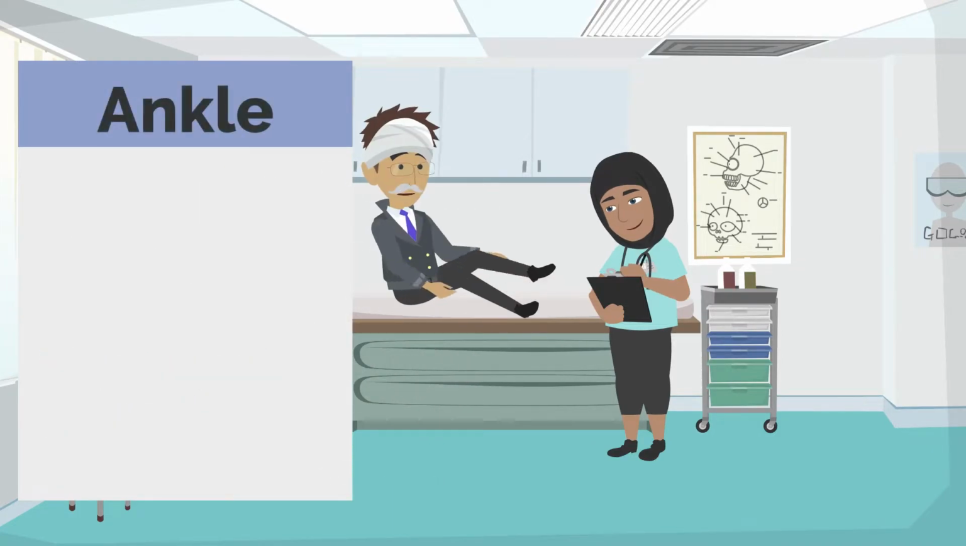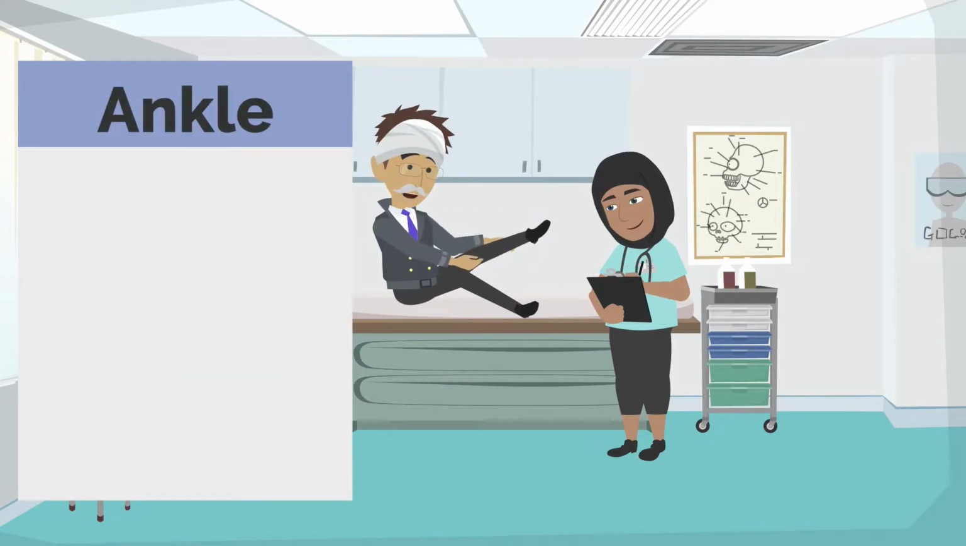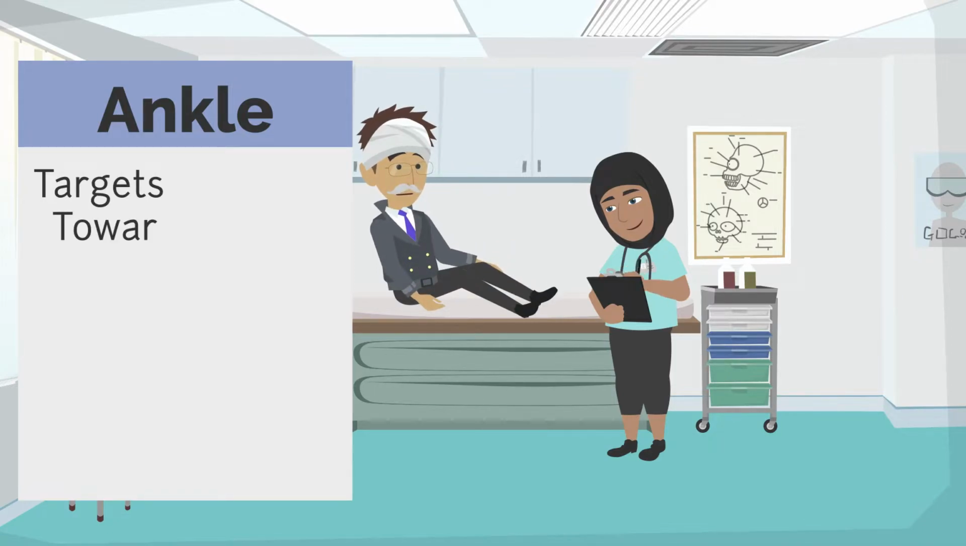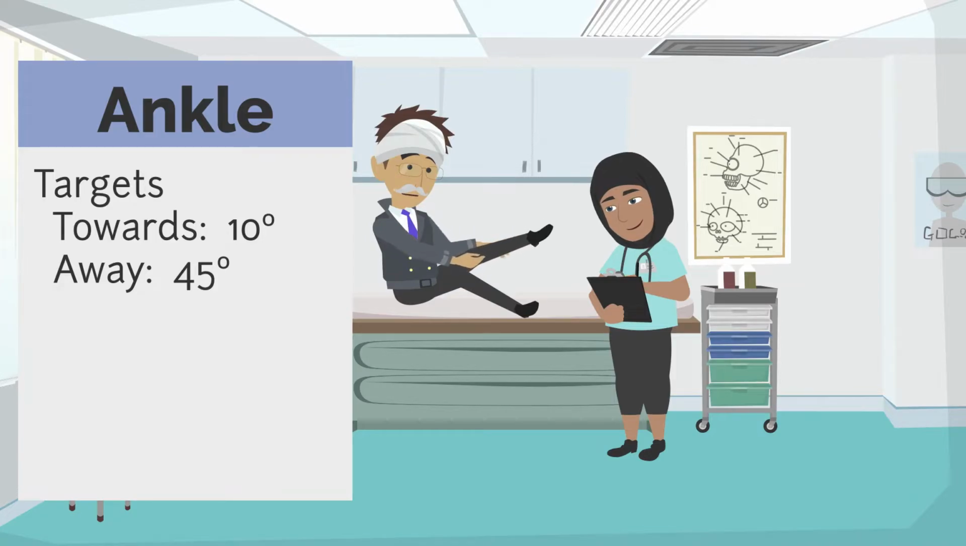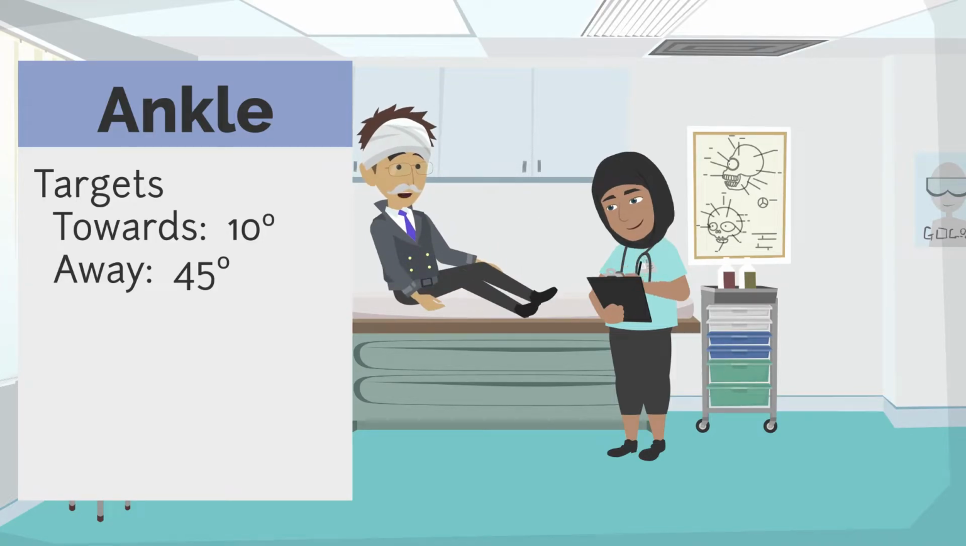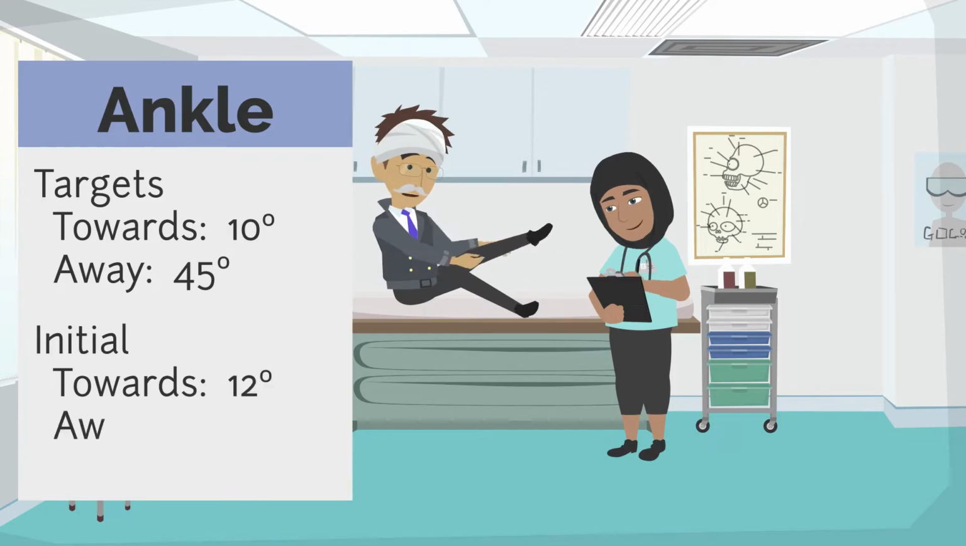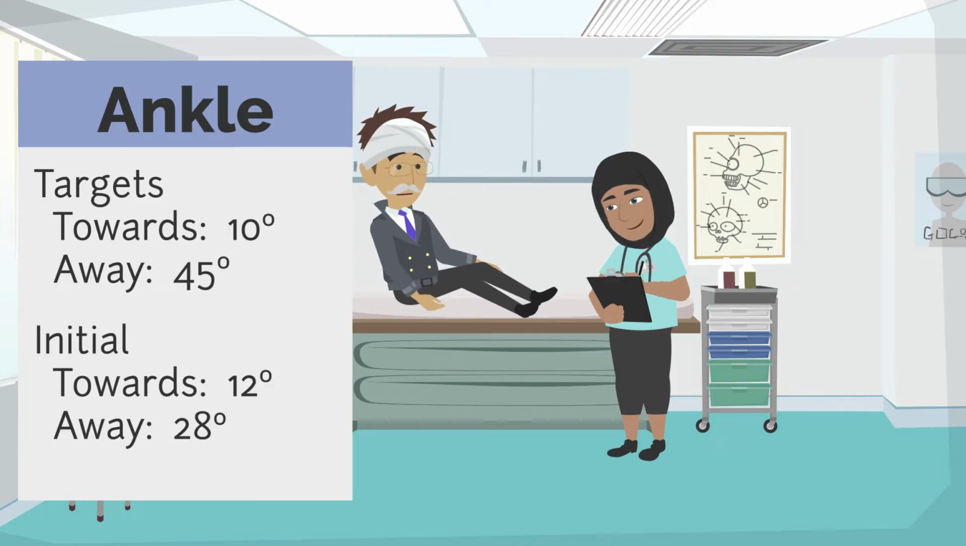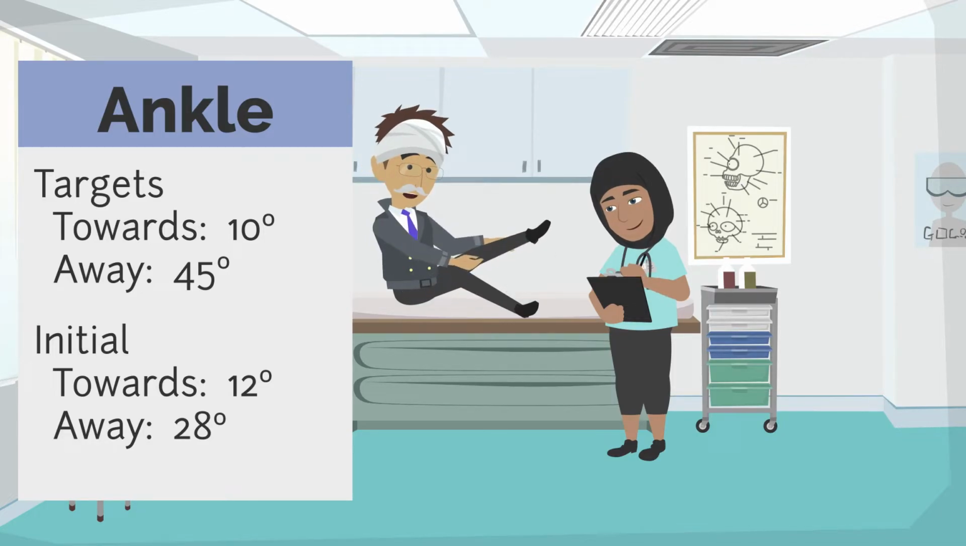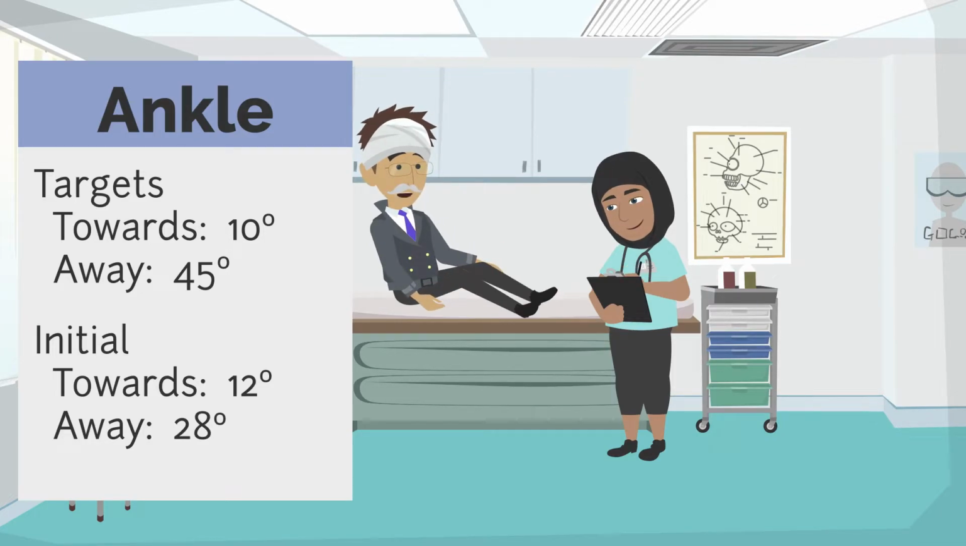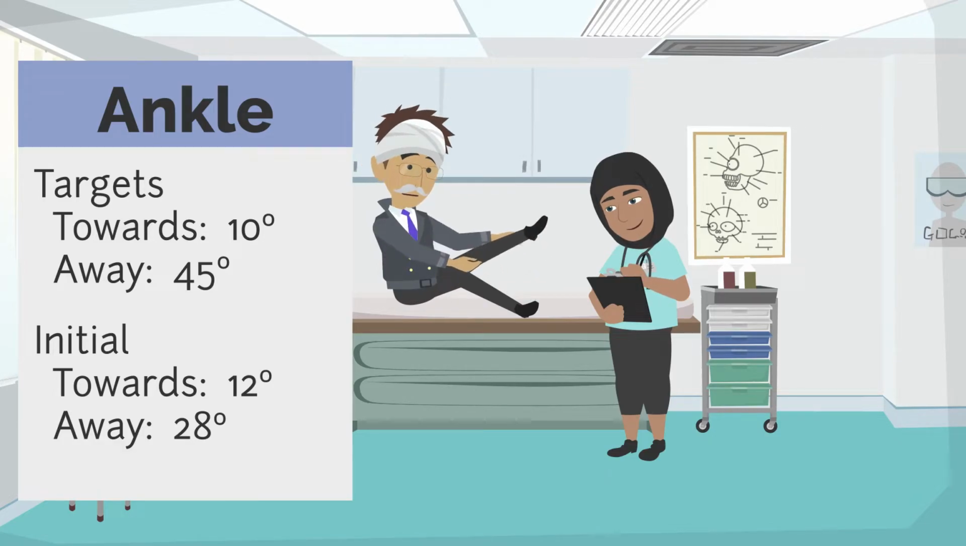The ankle should bend towards the knee at 10 degrees from the relaxed position, but extend away to about 45 degrees. My ankle bends toward the knee at 12 degrees and extends away about 28 degrees during the evaluation. What integers did Dr. Azad note? Does my ankle bend toward the knee more or less than expected?